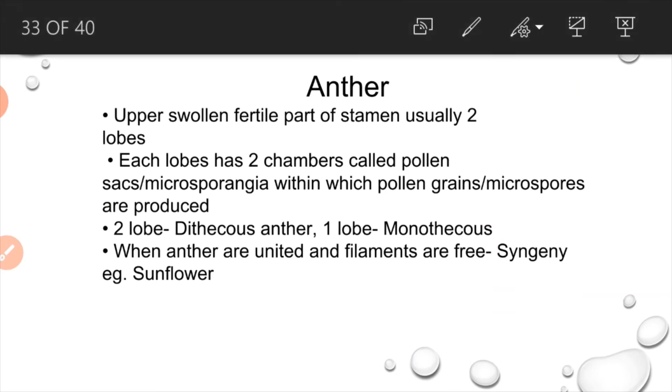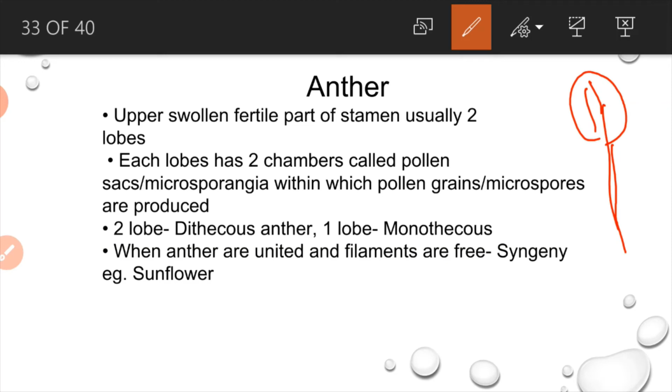Now the anther is the swollen fertile part of the stamen and it consists of two lobes. Each lobe has two chambers, which are known as microsporangium or pollen sacs. It contains pollen grains or microspores. If there are two lobes present in the anther, then it is known as dithecous anther. And if there is one lobe present in the anther, then it is monothecous.